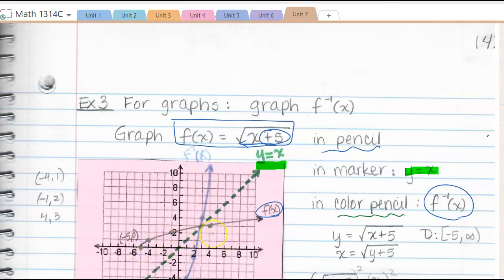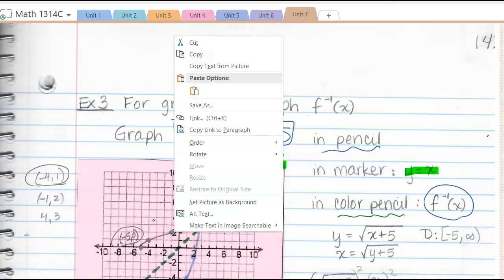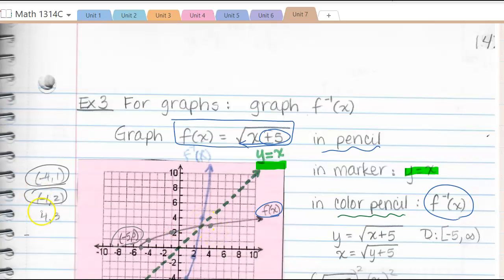And then in particular, let's write them down. So we wrote down one of them already as negative 5, 0. Another one is negative 4, 1. That's this one right here. And then we also found this one, which was negative 1, 2. And then we found this last one over here, which was 4, 3.